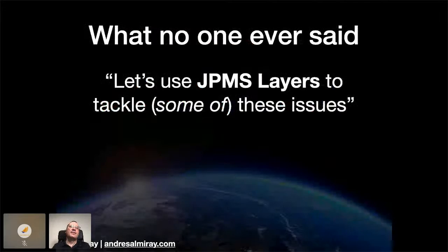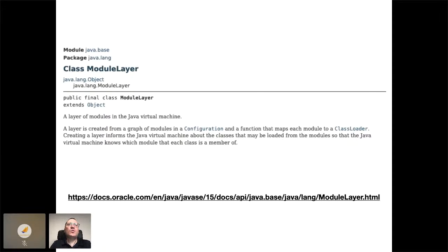Now, there is a feature in the platform, in the module system, called layers. And this particular feature can help fix some of the problems we just described. If you were to look into the Javadoc of the JDK since version 9, you can find this class called ModuleLayer. And you can think of a module layer as some sort of an organizer of the different modules that belong to that layer. And you can create a class loader that is attached to that layer.